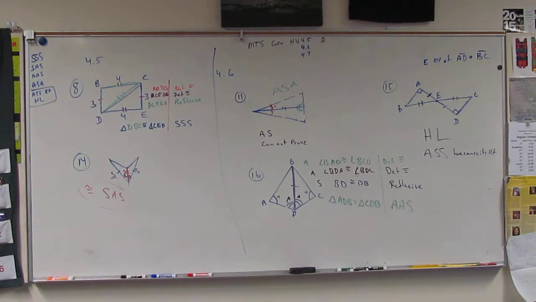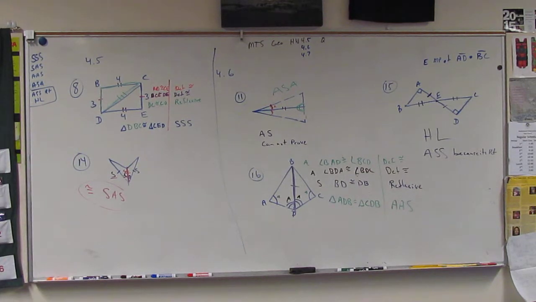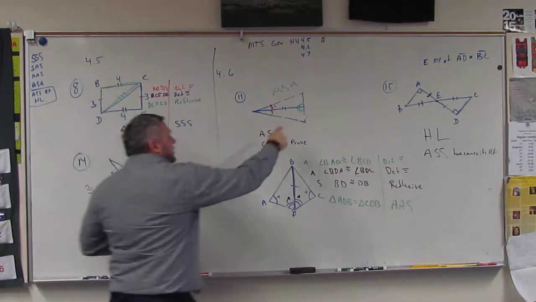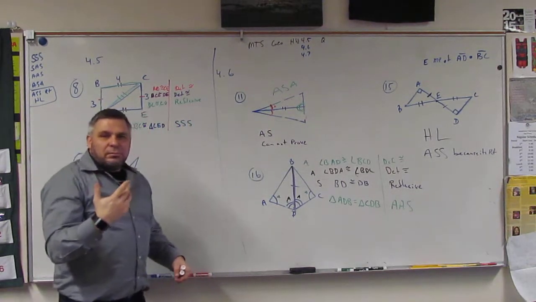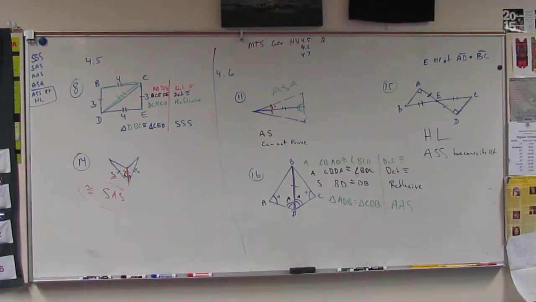All right, so we didn't get to 4.7, but I will next period. But it's really easy because I know these are congruent because these pieces are congruent. If the triangles are congruent, then any piece in the triangle is congruent, right? CPCTC. All right, see you after lunch.